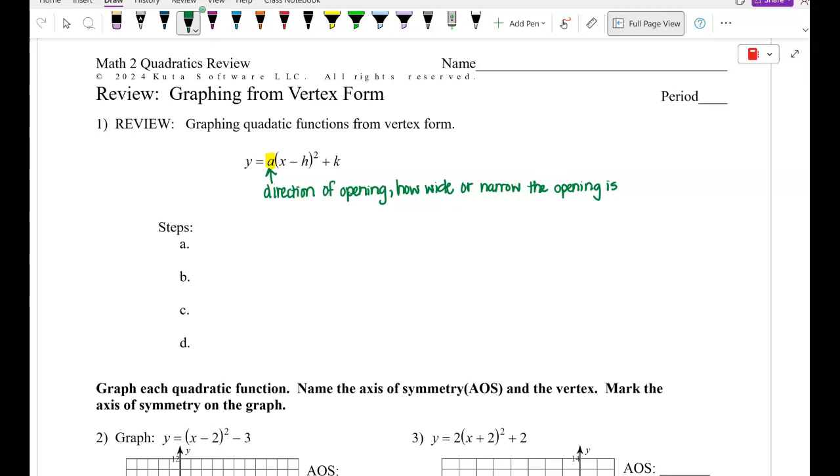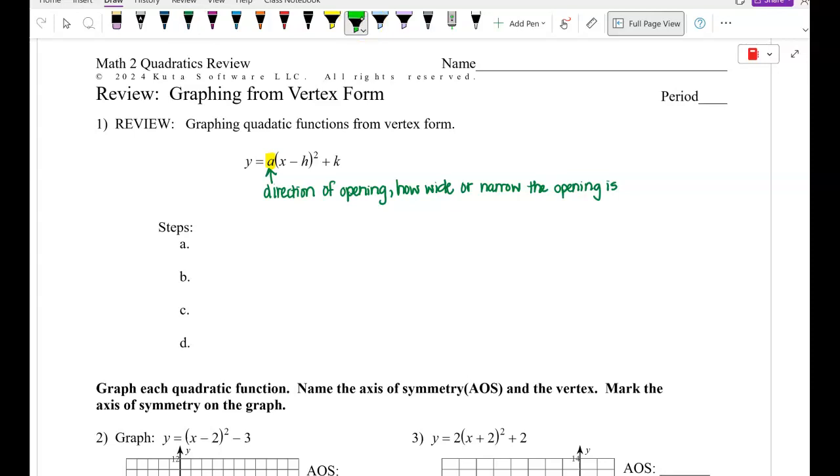Because the a controls the growth. If a is 1, then we can just square our term and go from there. If a is a number other than 1, if a is a value greater than 1, that means we're having our growth go faster, so it's going to create a more narrow parabola. And if a is a number between 0 and 1, that's going to slow our growth down because we're growing slower and make our graph wider. So those are the two functions of a.